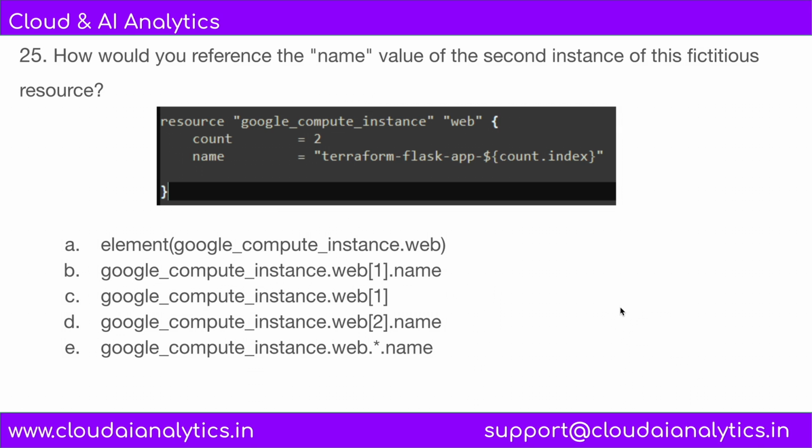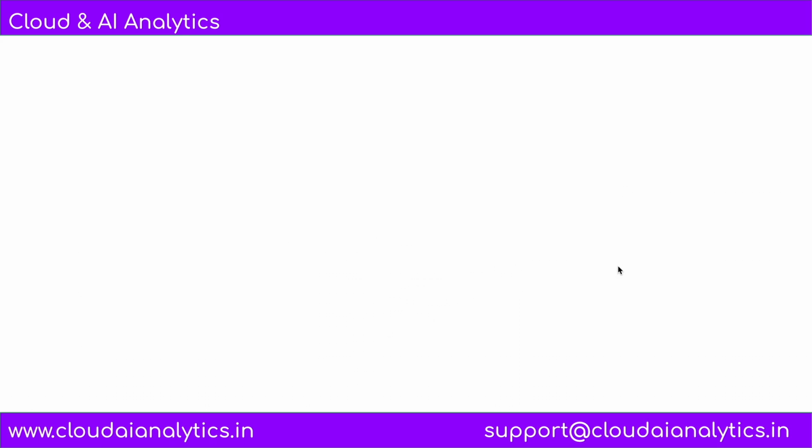So that's it. The right answer for this particular question is option B, which is google_compute_instance.web[1].name. Now we will try to understand this. google_compute_instance.web[1] basically refers to the second instance of the google_compute_instance resource, because indexing in Terraform starts at 0. So 1 refers to the second item in the list and 0 refers to the first item in the list. And .name acts as the attribute, the name attribute of that particular instance. So option B is the correct one. Now we will move on to the next question.